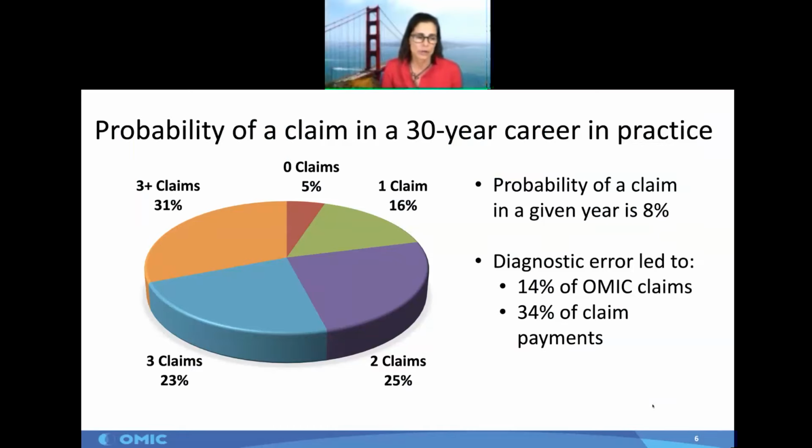This is just a chart to show you the likelihood of a claim in a 30-year career in medicine. 3+ claims, 31%, which means really a probability of a claim in a given year is about 8%. 14% of OMIC claims involve a diagnostic error. And the diagnostic errors represent 34% of claim payments.